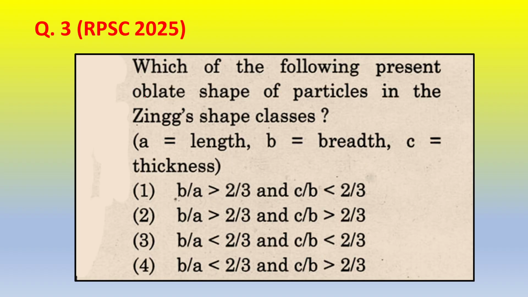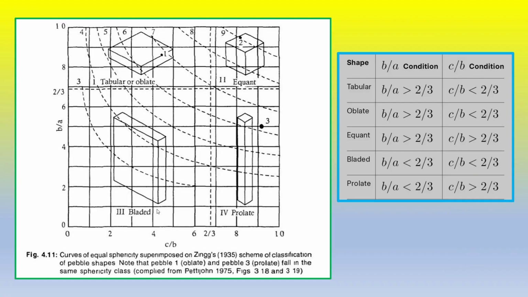Next is, which of the following represents the oblate shape of particle in the Zingg shape classes, where a is the length, b is the breadth and c is the thickness. Okay, so there are four options, option 1, 2, 3 and 4. Before going to the options, I want to show you what these Zingg shape classes are. Okay, so this is the Zingg shape classification, where tabular or oblate, equant, bladed and prolate shape grains are present.